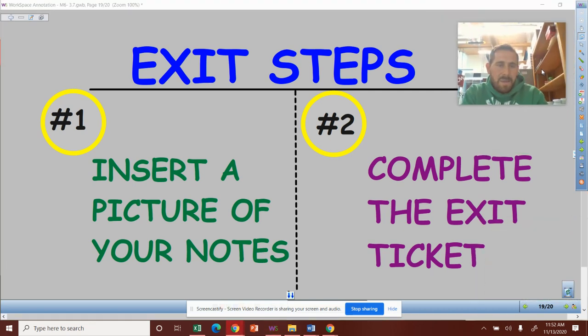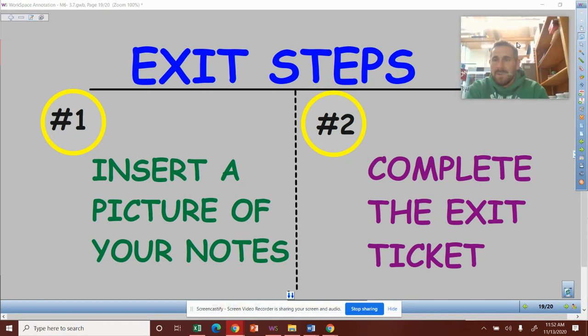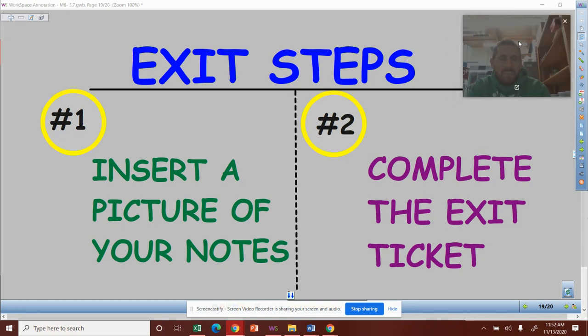Go look at our exit steps. So make sure you take a picture of your notes and get that into the Nearpod. It gives me a good idea of what we've completed for the day.